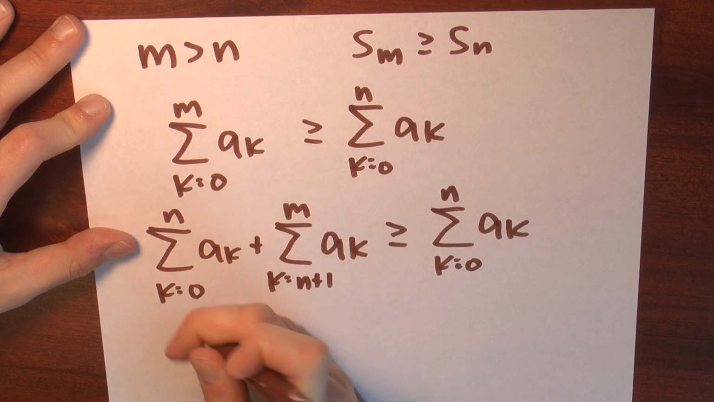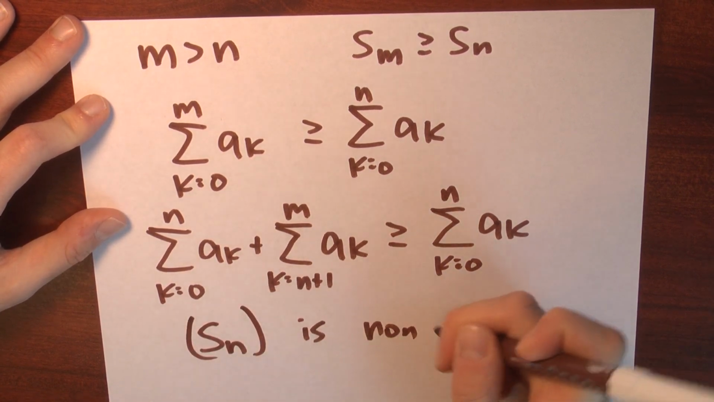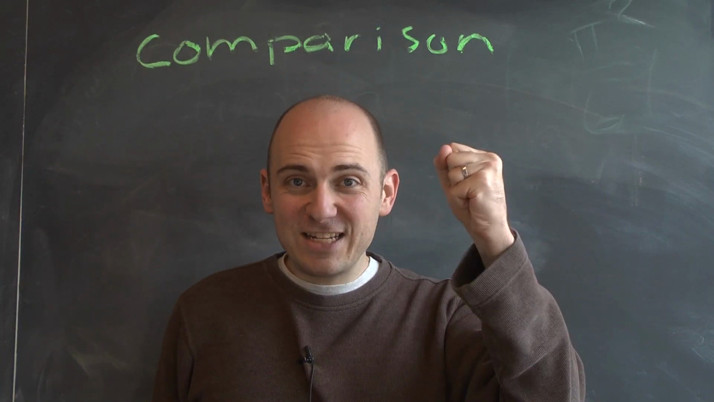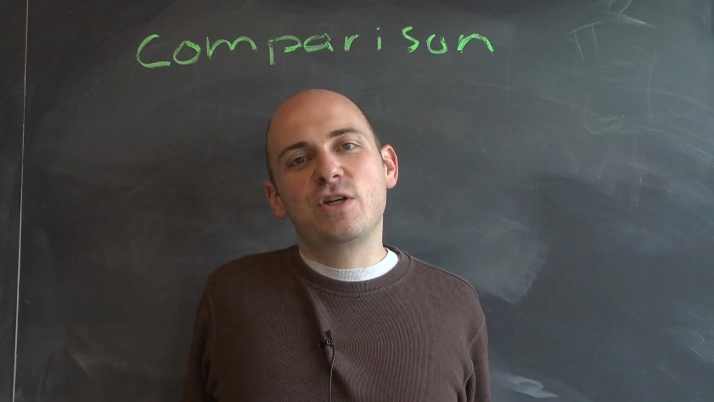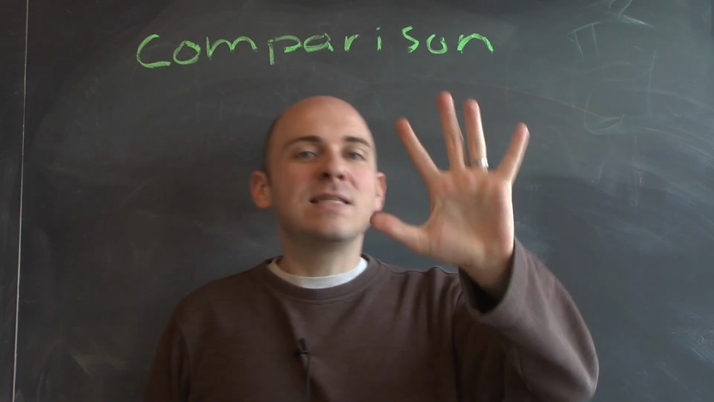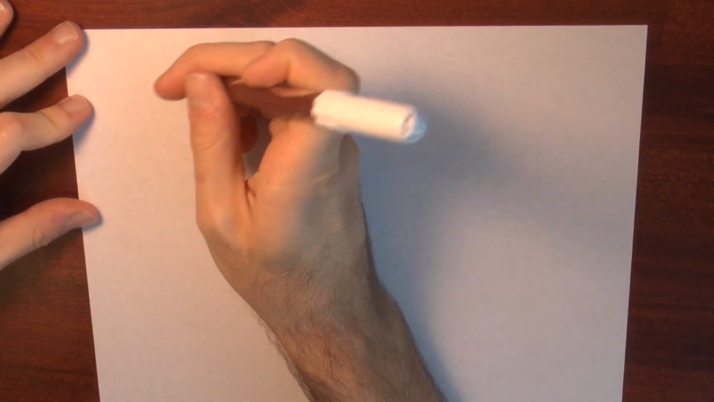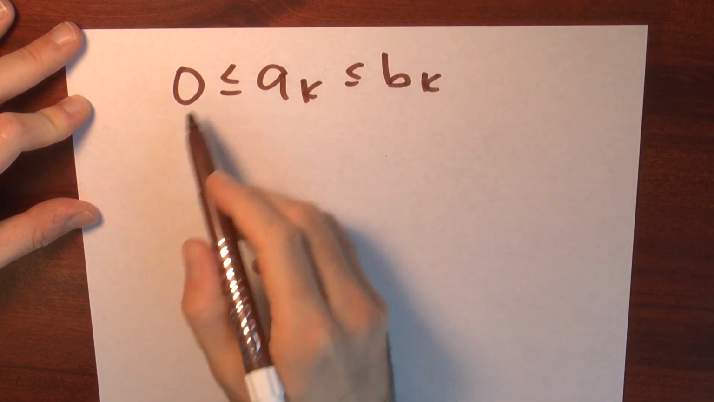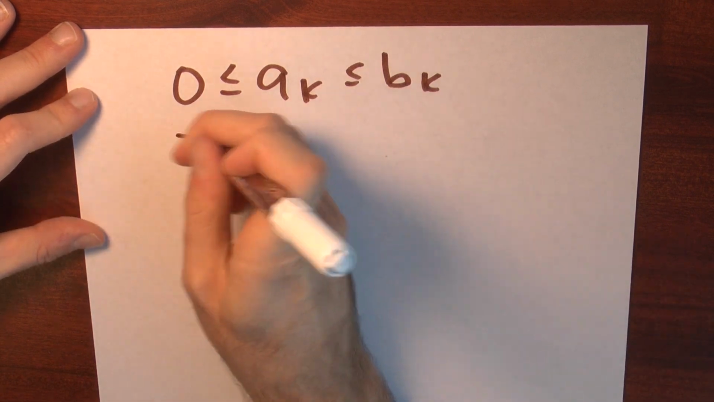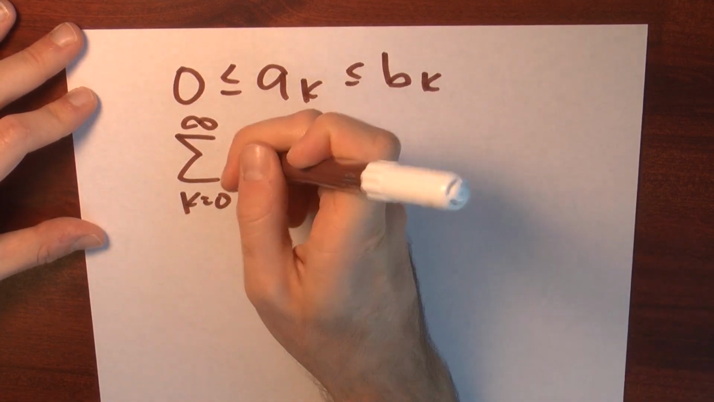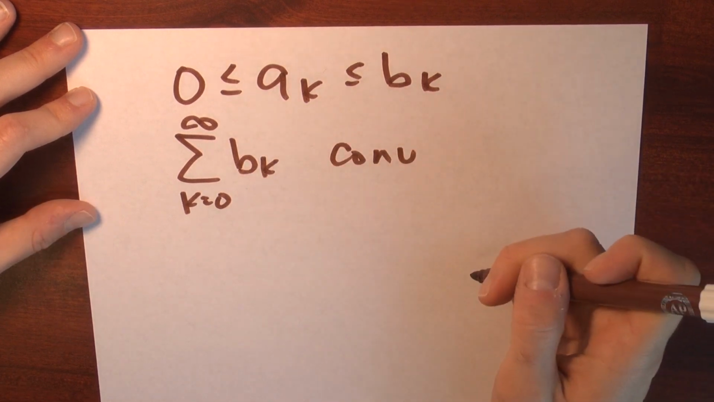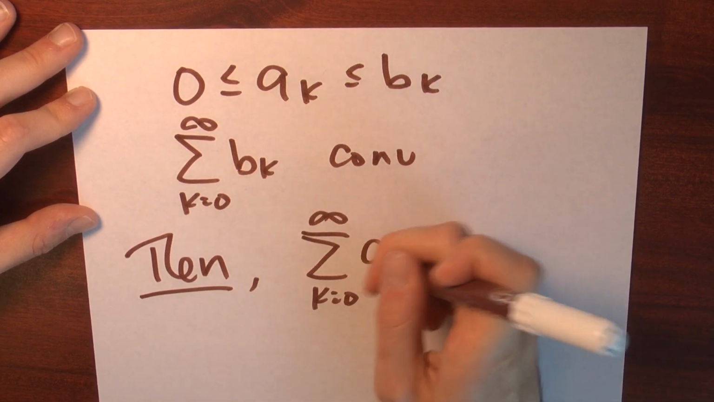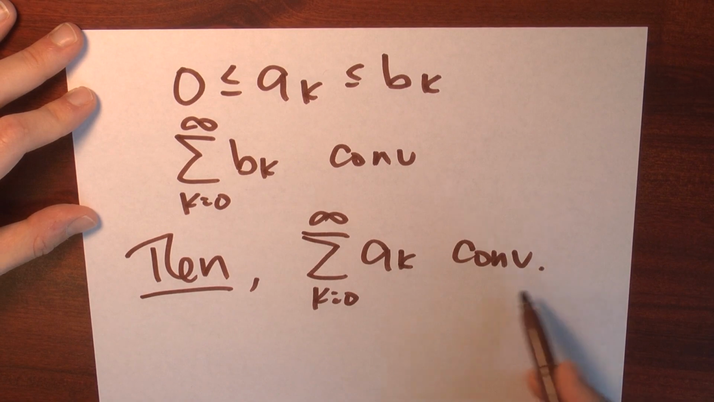So this is telling me that the sequence of partial sums is non-decreasing and bounded above. So by the monotone convergence theorem, it converges. Let's summarize that. So here's what we've proved. If we've got two sequences which are related in this way, that a sub k is between 0 and b sub k, and the sum, k goes from 0 to infinity, of b sub k converges, then the sum k goes from 0 to infinity of a sub k also converges.